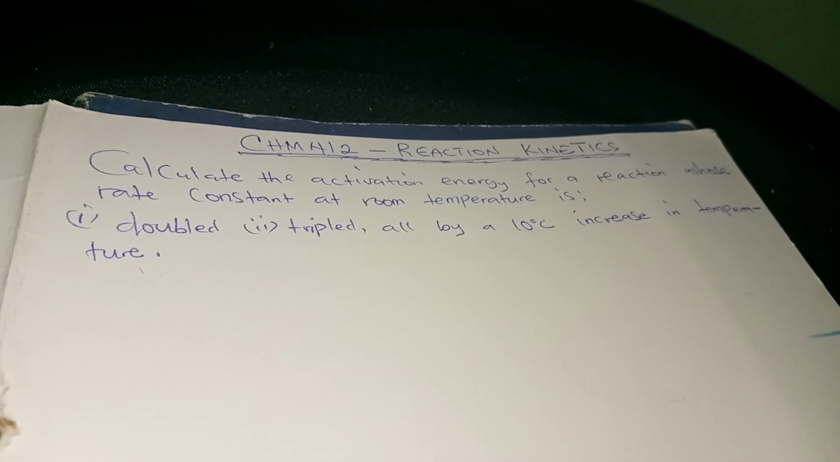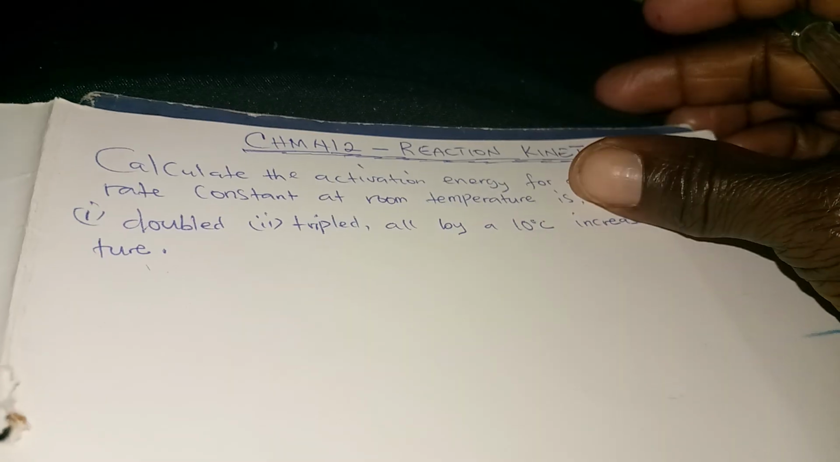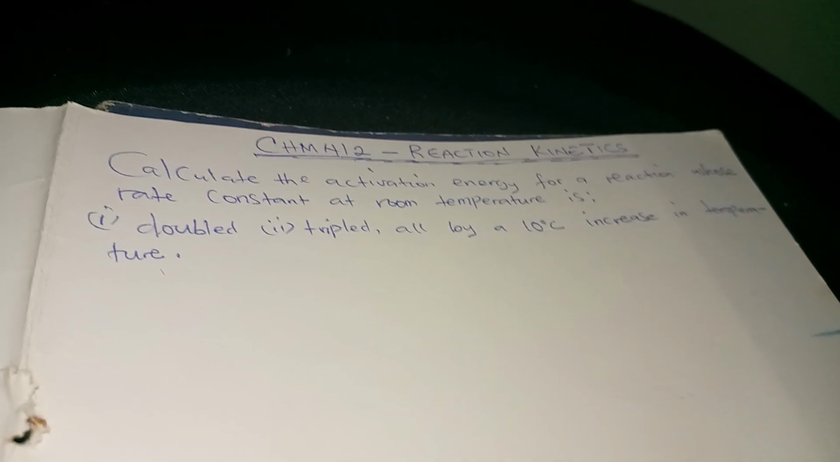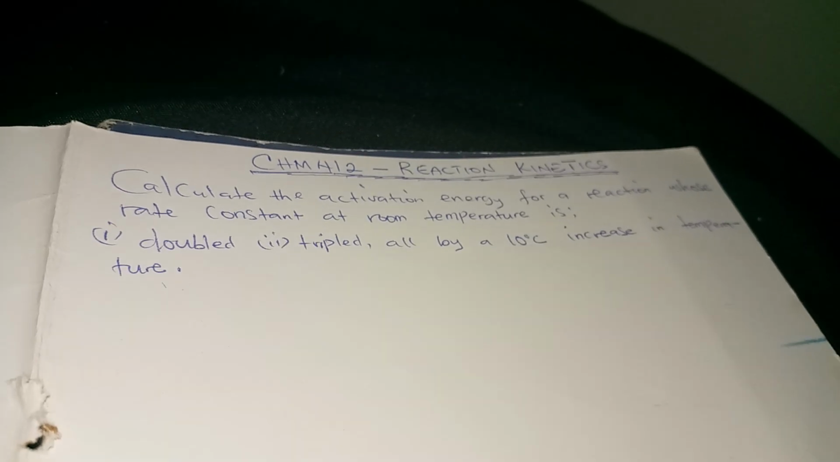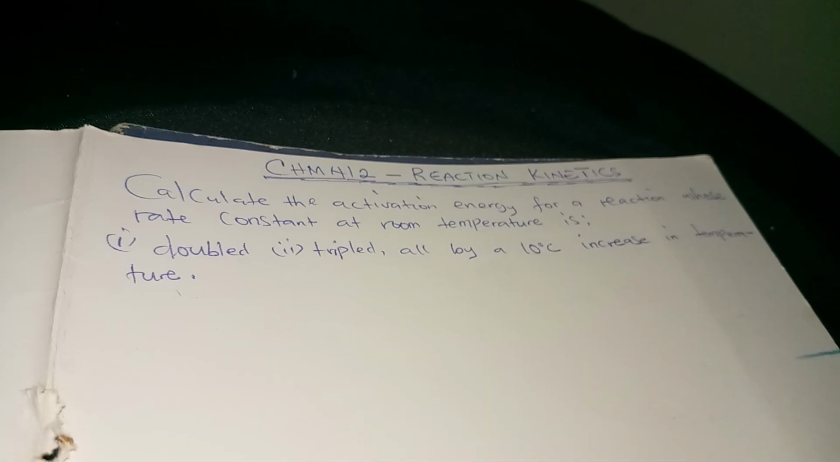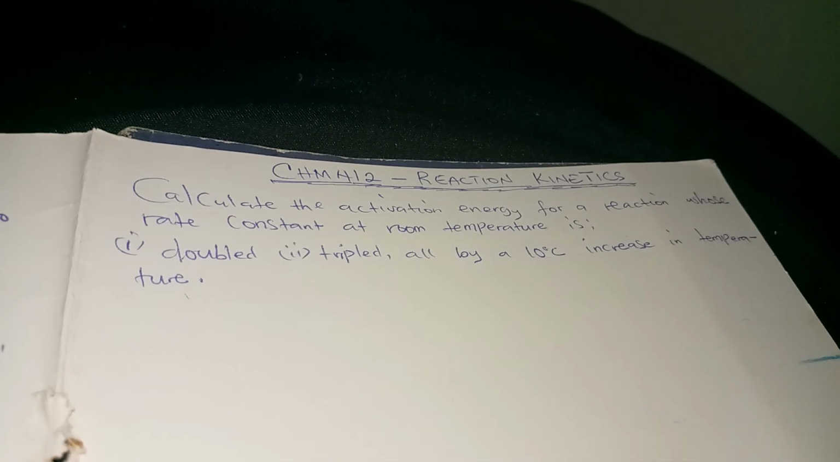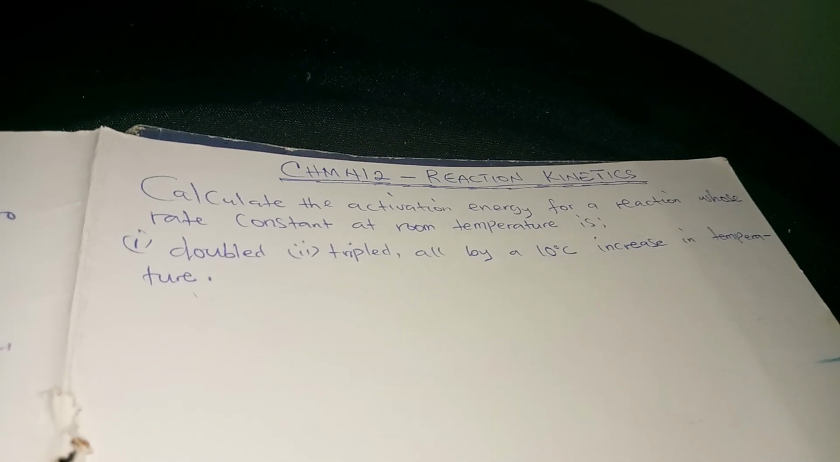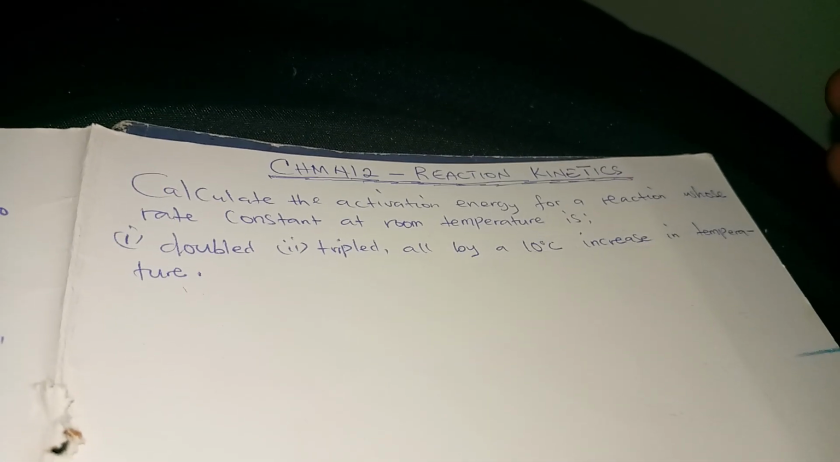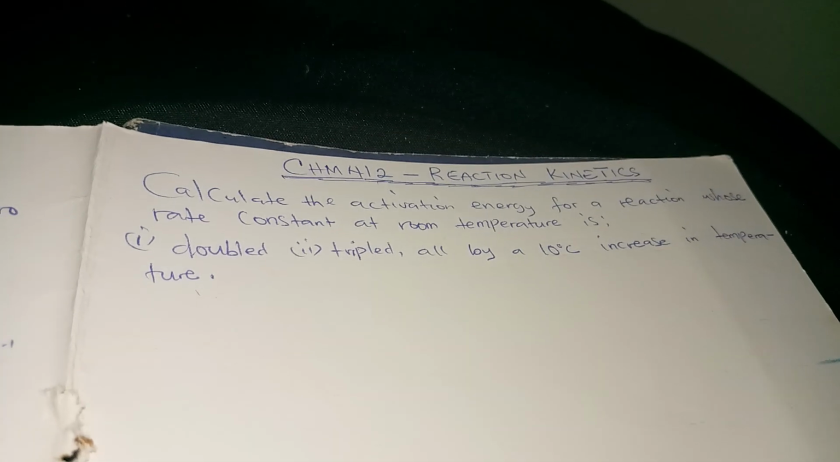All right, what we have on this particular paper is Chem 412. Chem 412 is actually the course code. Then the title of the course is Reaction Kinetics. It's a branch of chemistry, so it's a chemistry subject. Let's look at the question we are going to solve this morning.